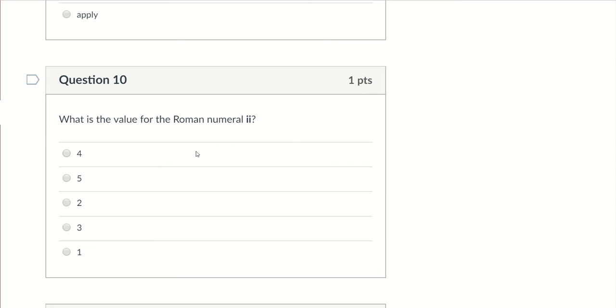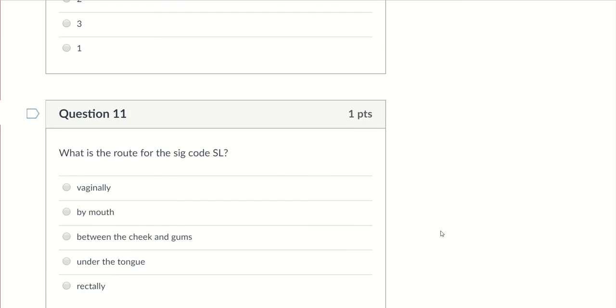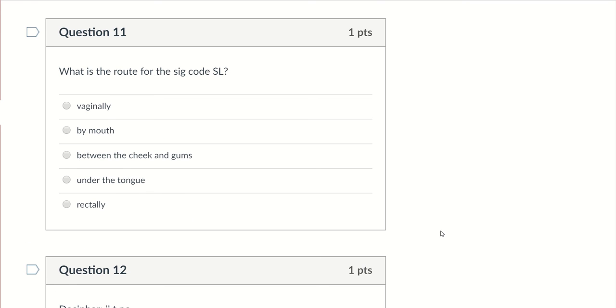I is how many? That would be 2. Sometimes lowercase, sometimes capitalized. 11. What is the route for the SIG code SL? So sublingually, the route would be under the tongue. So make sure you use simple English, under the tongue. The patient may not know what sublingually means.